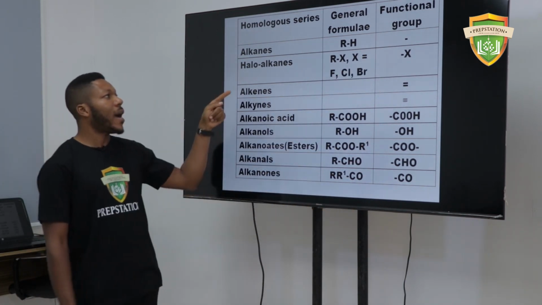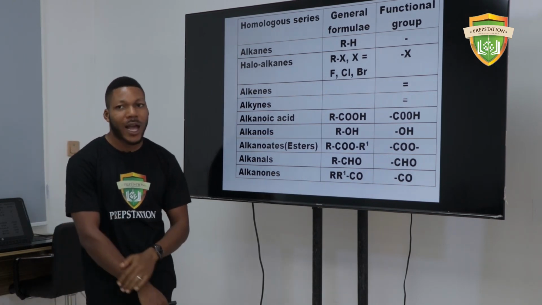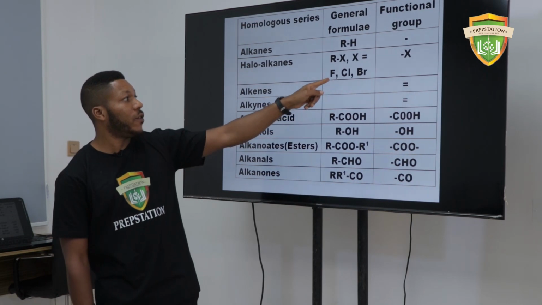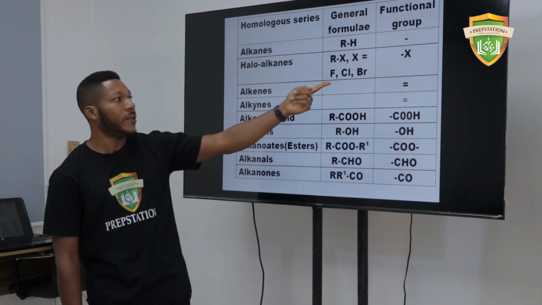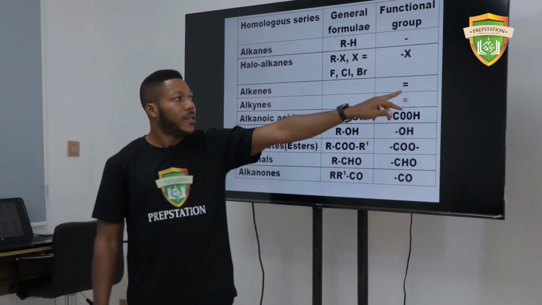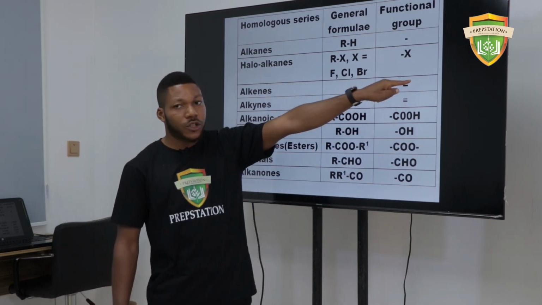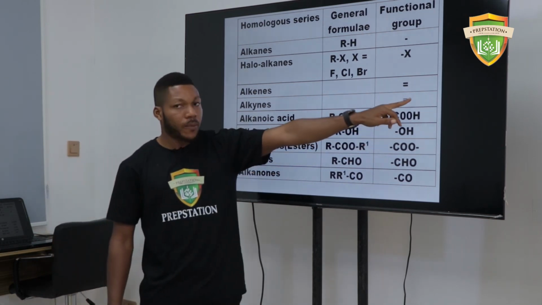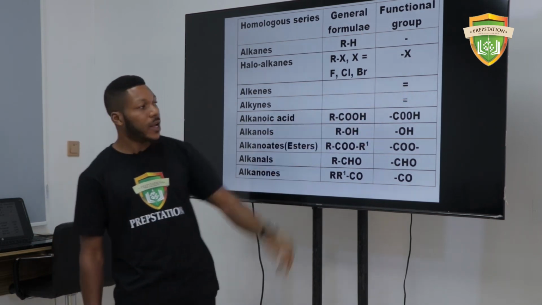Then we have the haloalkanes. Haloalkanes are derived from the halogens, like the group 7 elements. For example, we have the fluorine, chlorine, and the bromine. We also have the alkenes. Alkenes contain a double bond as a functional group between their chain. Then the alkynes, triple bond between the longest chain.